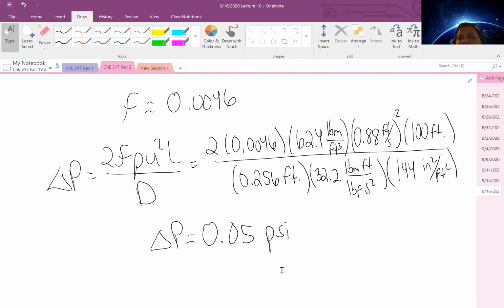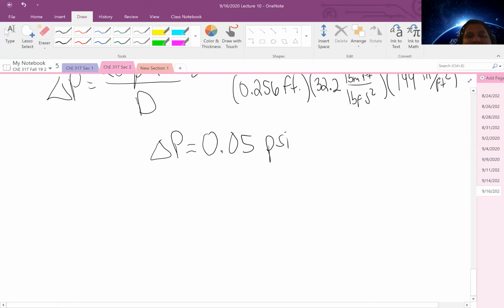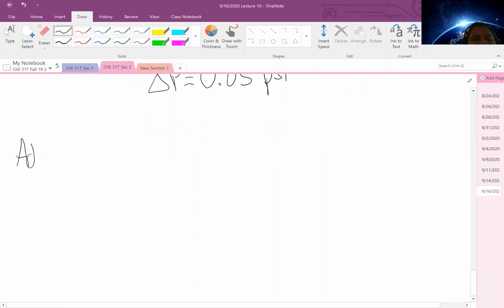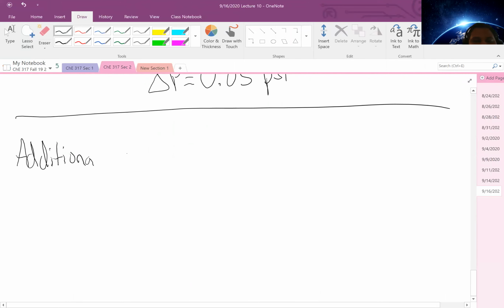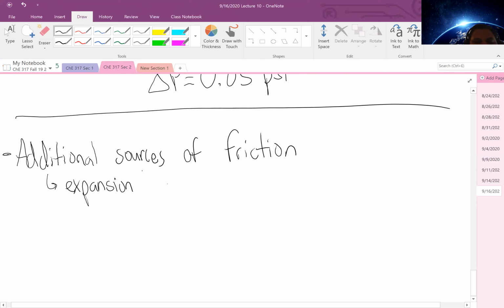All right, the next thing that we can consider are additional sources of friction, which for this class is going to fall into one of three categories. And those are expansion losses, contraction losses, and fitting losses.